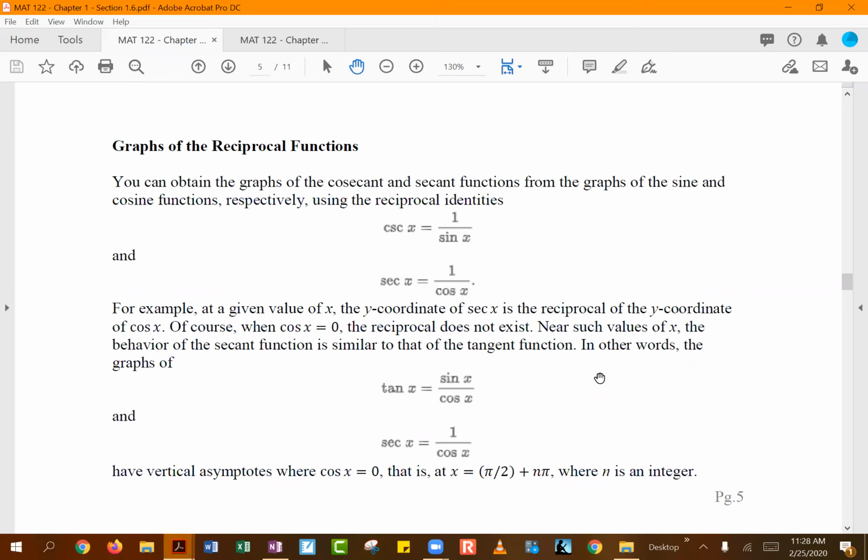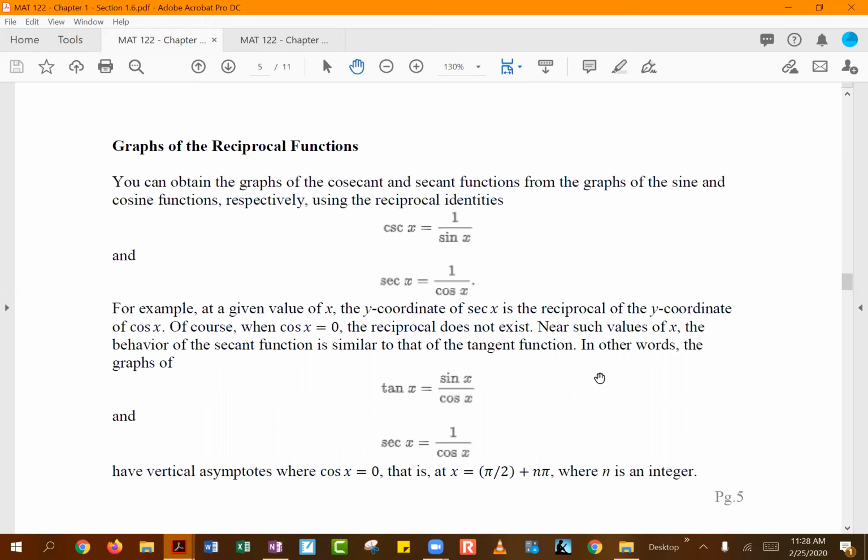So of course, when you're talking about reciprocal functions, we are talking about cosecant and secant. We've already looked at cotangent for the tangent function. So as you can see here, when we're talking about cosecant, we're basically talking about 1 over sine as our function, and for secant, of course, would be 1 over cosine.